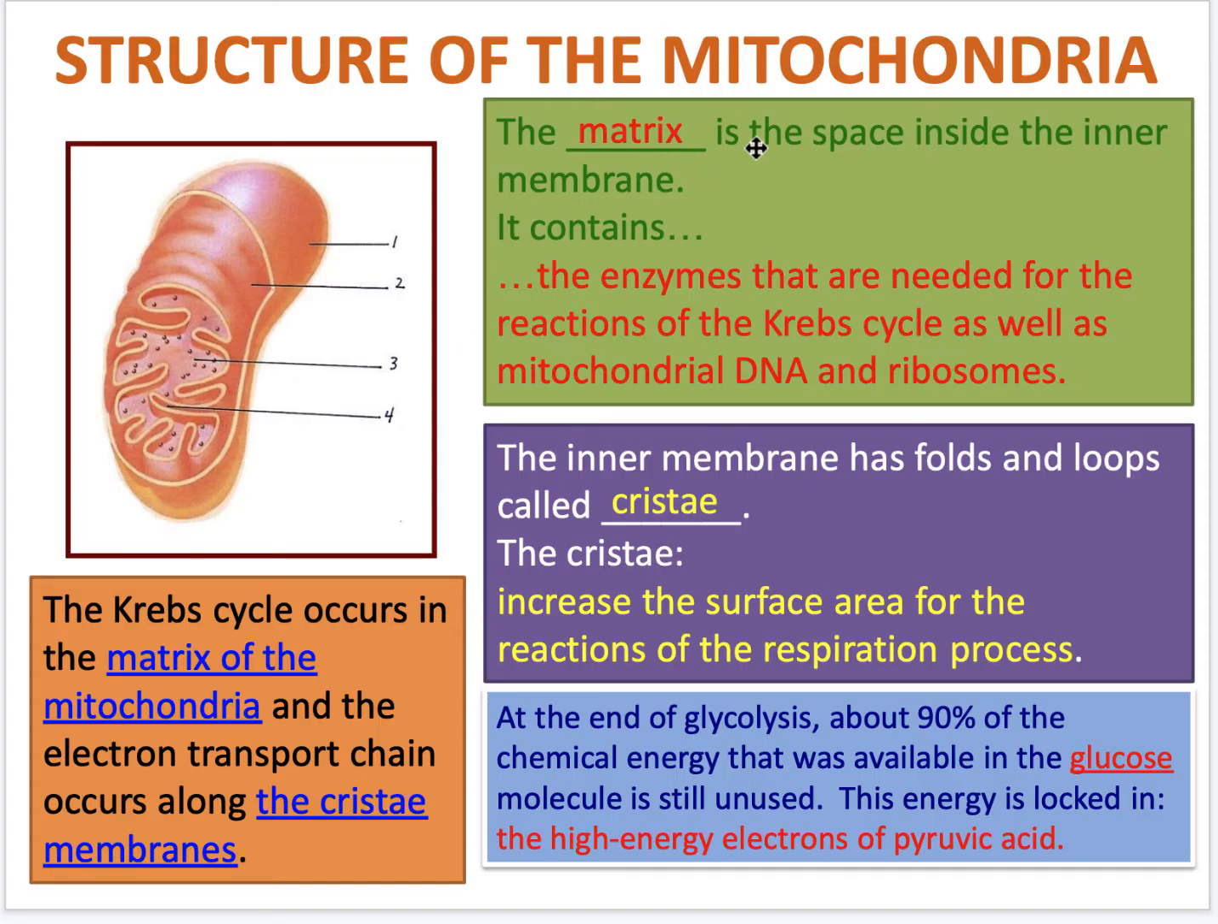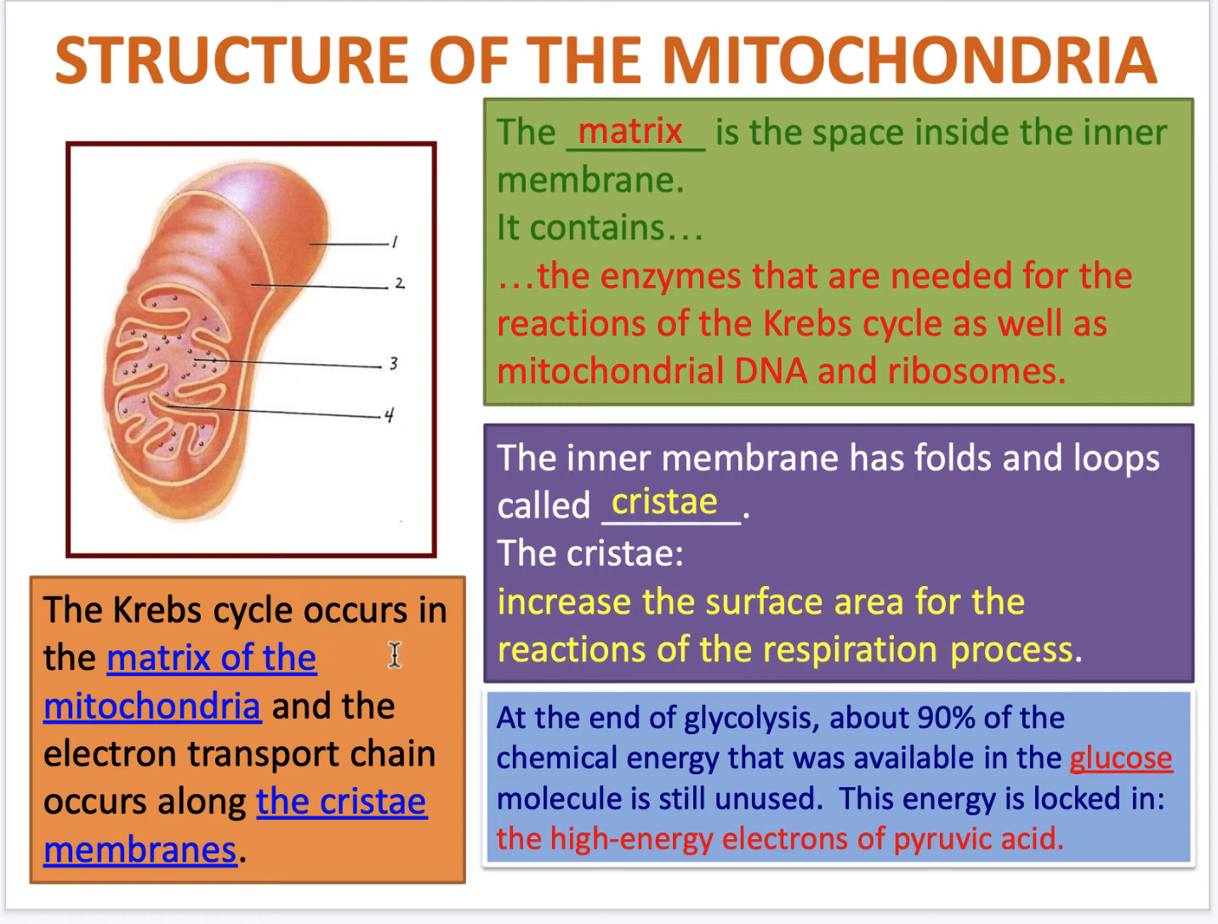Okay, the matrix is the space inside the inner membrane, right? It contains enzymes that are needed for the chemical reactions of the Krebs cycle and also has some DNA and some ribosomes. The inner membrane has folds and loops called the cristae. The cristae, like I just said, increase the surface area for the reactions of this cellular respiration process.